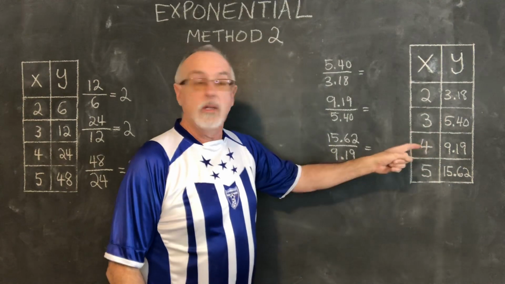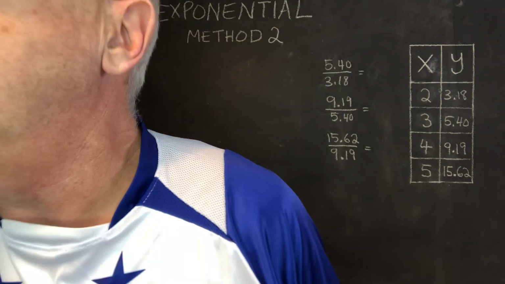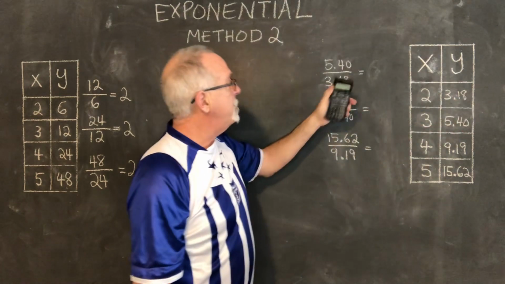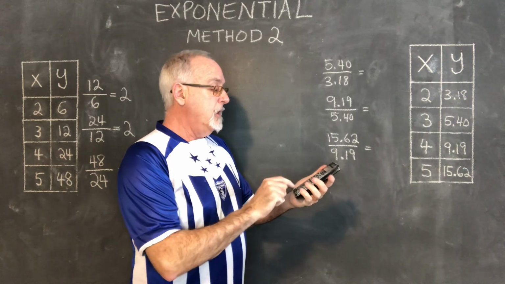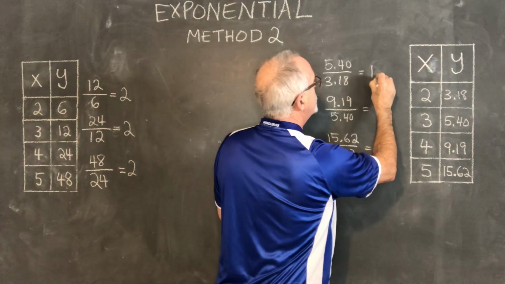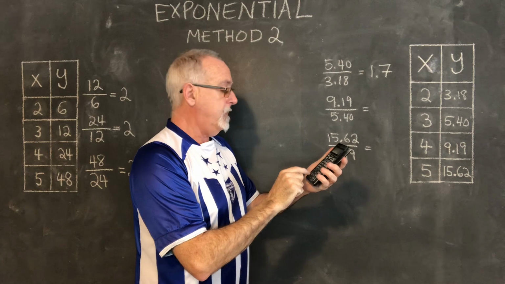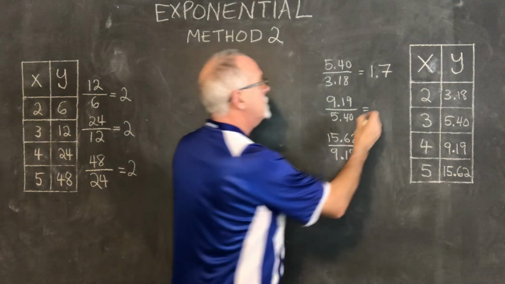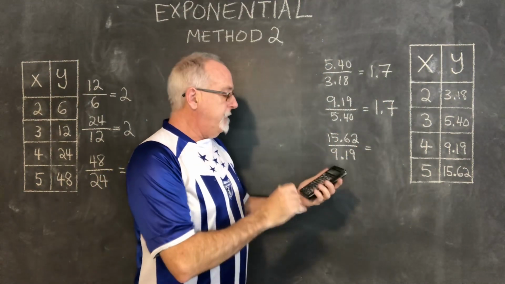So I'm going to do this one as well. A little more complicated to look at. You might want to grab a calculator for it. I will. So second y divided by first y is 5.40 divided by 3.18. 5.4 divided by 3.18 is equal to 1.6981. Okay, it rounds to 1.7. 9.19 divided by 5.4 is 1.701, slightly different, but it still rounds to 1.7. So we know this is an exponential.